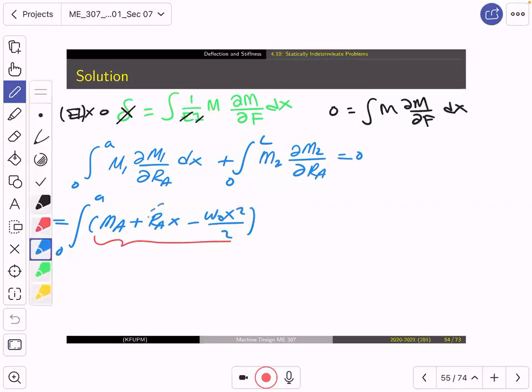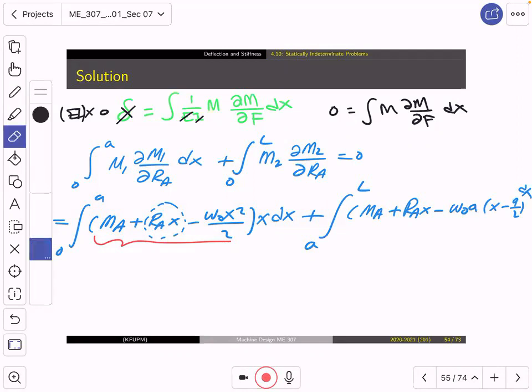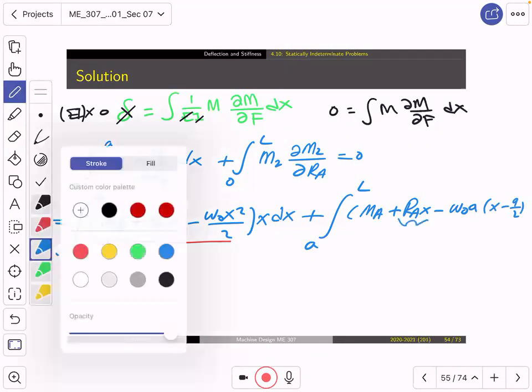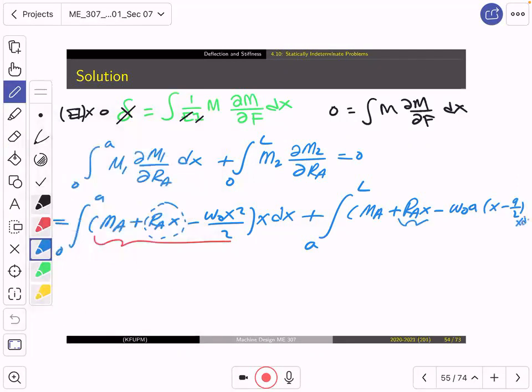The only part that has RA is X, so I will have X multiplied by dx, plus the integral from A to L for the second one, which is MA plus RAX minus W0A multiplied by X minus A over 2 dx. I forgot to multiply by X, guys. Why? Because again, this one has RA. If I take the derivative with respect to it, I will get X, then dx.